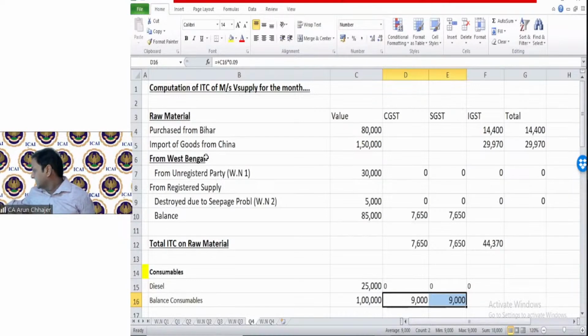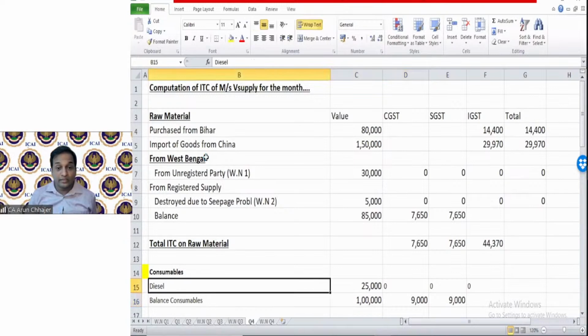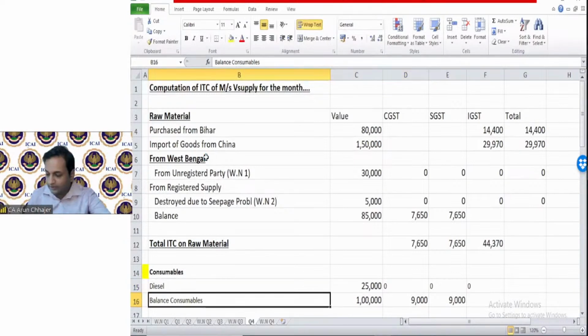Yes, diesel is out of the petroleum crude. Yes, I have given just the name. You can just copy paste the entire name. You all remember petroleum crude, HSD, aviation turbine fuel, natural gas, etc. Correct. Absolutely correct. So the consumables and diesel are done.